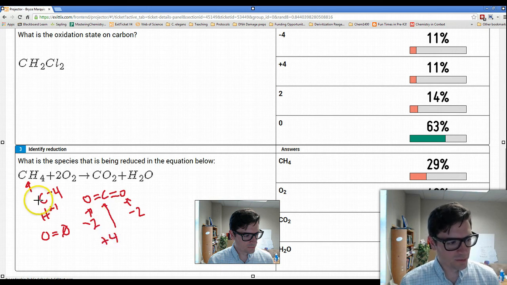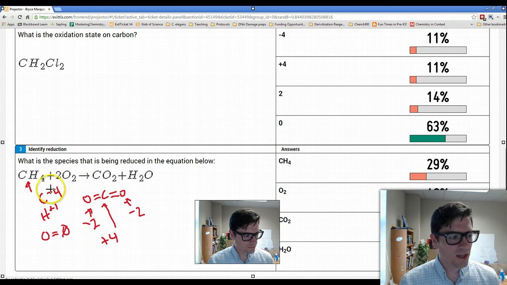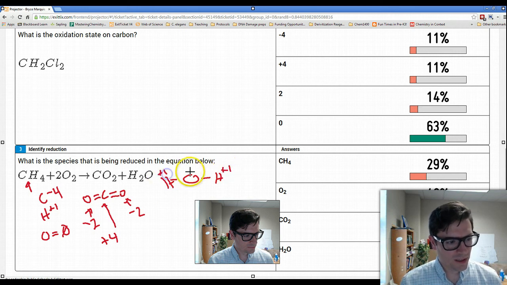Alright, so you can see carbon is going from -4 to +4, so therefore carbon is being oxidized, not reduced. Hydrogen here is going from +1 to, let's look at our water here. So this is +1, +1, -2. So hydrogen is going from +1 to +1, so no change to hydrogen. But you see oxygen is going from 0 to -2, so therefore oxygen is being reduced. In particular, O2 is being reduced.